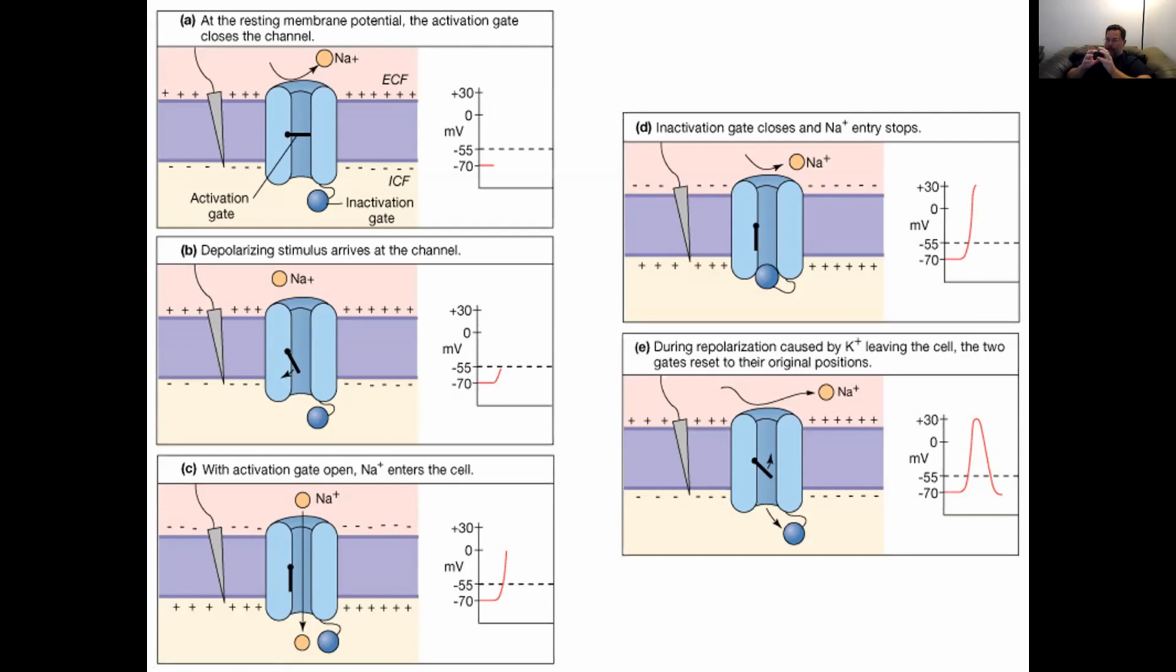And what stimulated it in this real world example? This real example is that the inside became 30 millivolts. So if you look at D on the right, and you see my cursor or pointer, the inactivation closed around 30 millivolts. That inactivation gate closes and no more sodium can enter.